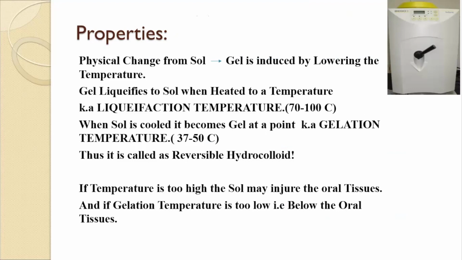The physical change of agar from sol to gel is induced by lowering the temperature. The gel liquefies to sol when it is heated to a temperature known as your liquefaction temperature, that is between 70 to 100 degrees Celsius. And when the sol is cooled, it becomes a gel at a point known as your gelation temperature, that is between 37 to 50 degrees. This is called your reversible hydrocolloid. That is, with the change in temperature, this all can be reversed.